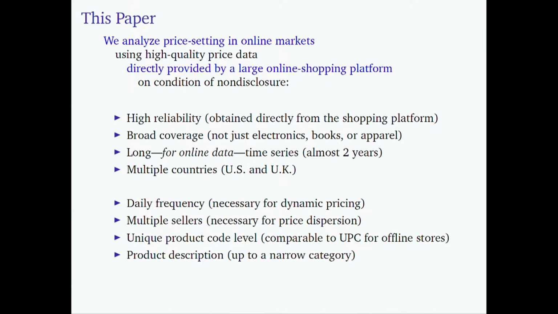We observe daily quotes from multiple sellers, and we have unique price code level data. However, we don't really observe the manufacturing product number for each good. It's still, say, a black clicker, so there is a little bit of aggregation up to a very narrow category. And now, plus and minus.